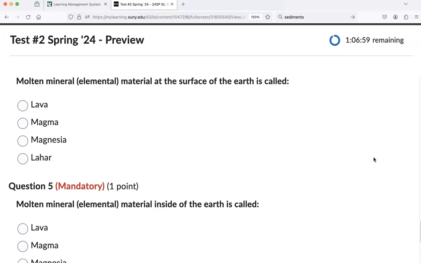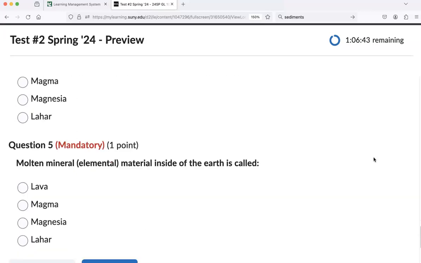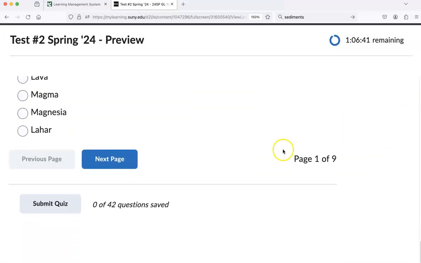Molten mineral material elements at the surface of the earth are called lava, magma, magnesia, or lahar. I heard a word from lava back there. So yeah, at the surface we call it lava. The same stuff inside the earth, what do we call it, you guys? Magma. Beautiful.